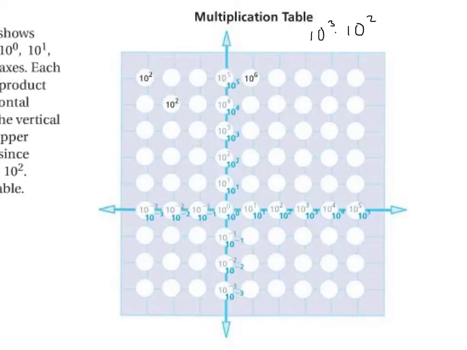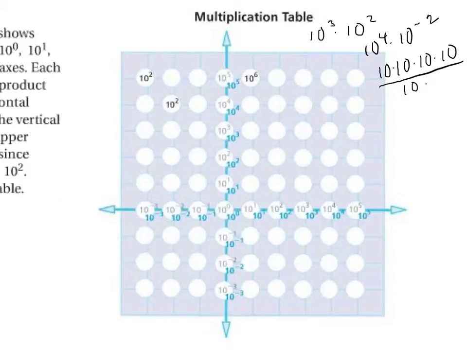How about here? It's going to be 10 to the 4th power times 10 to the negative 2nd power. So we have 4 copies of 10, that's 10 times 10 times 10 times 10, and 10 to the negative 2nd power will be a fraction, so that's going to be in the denominator. So we have 2 copies of 10 under the bar.